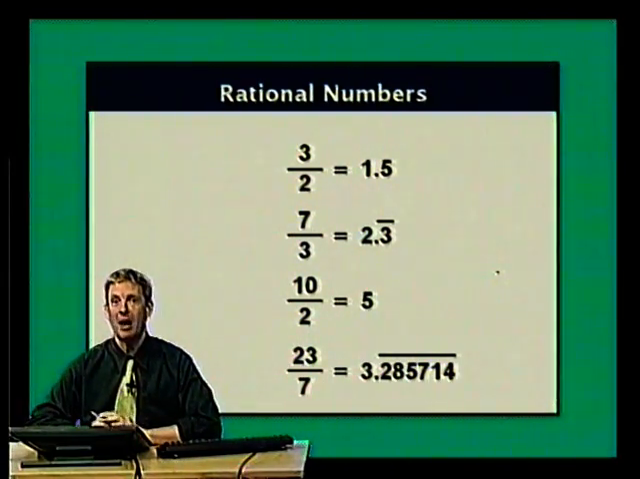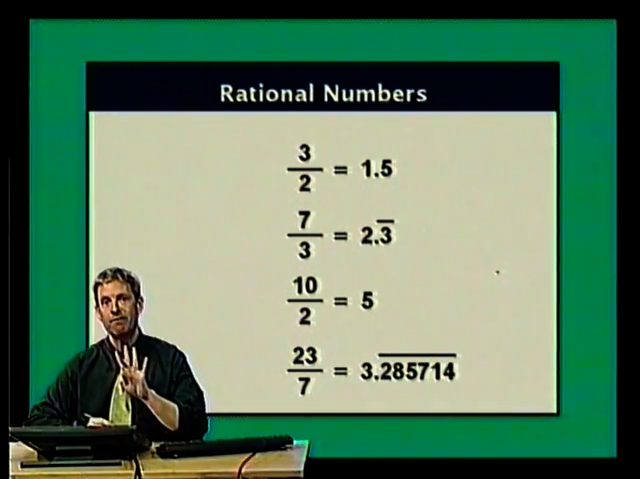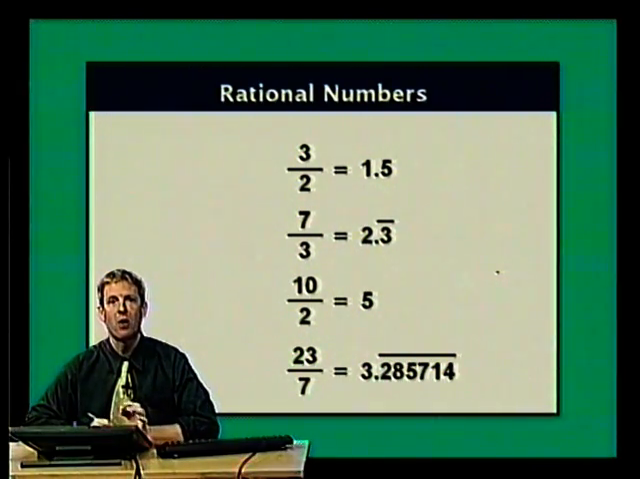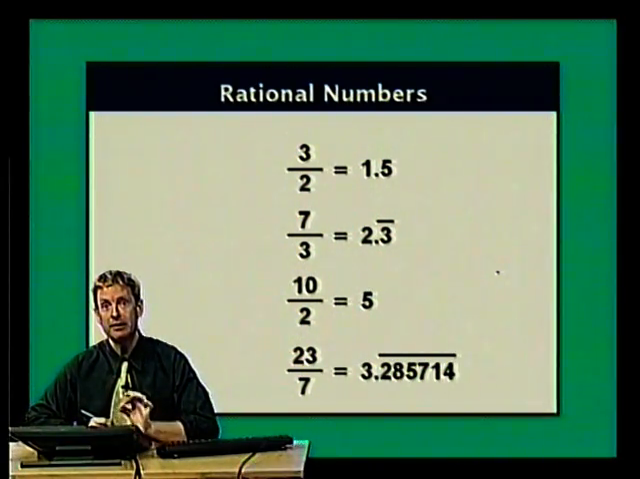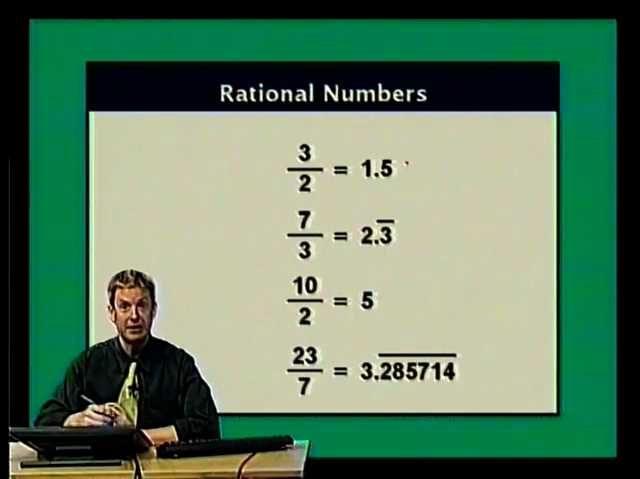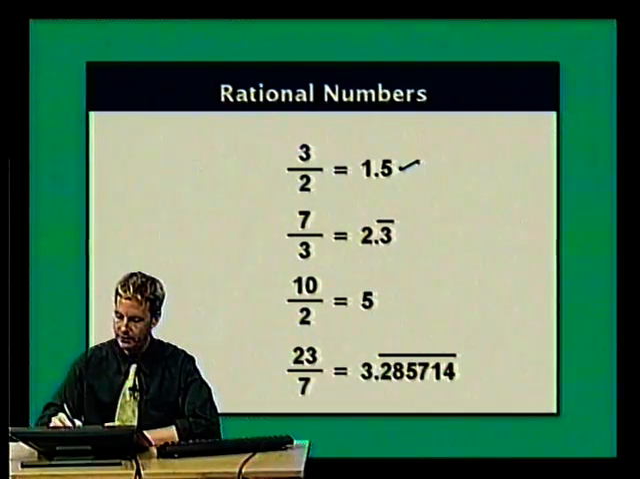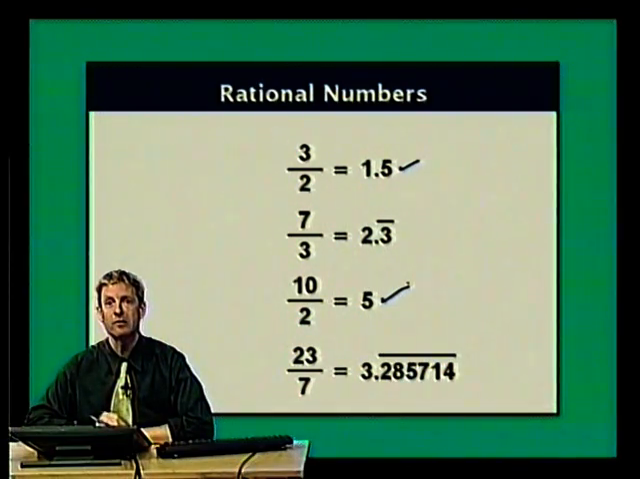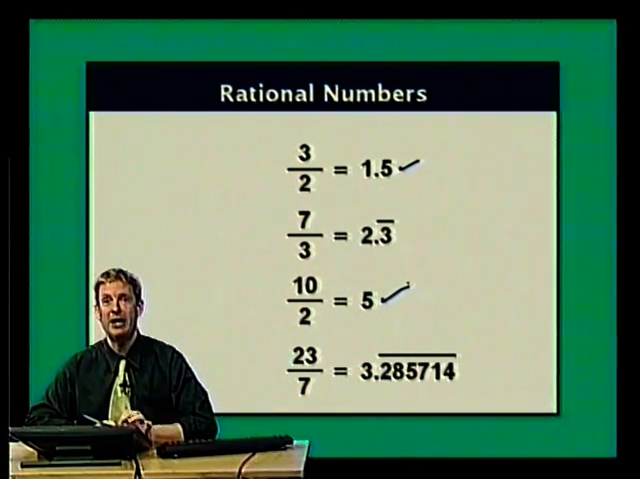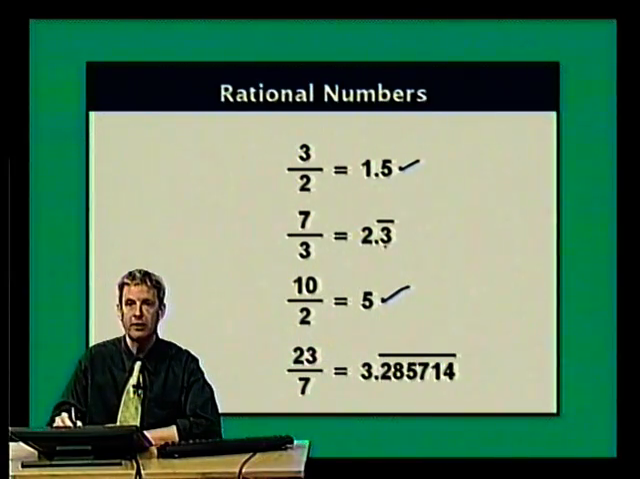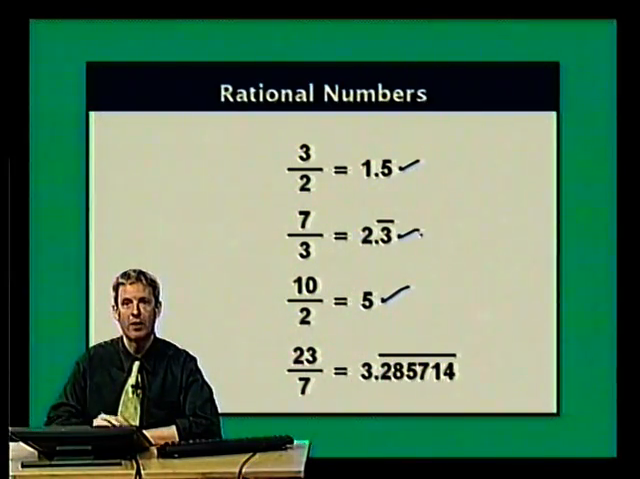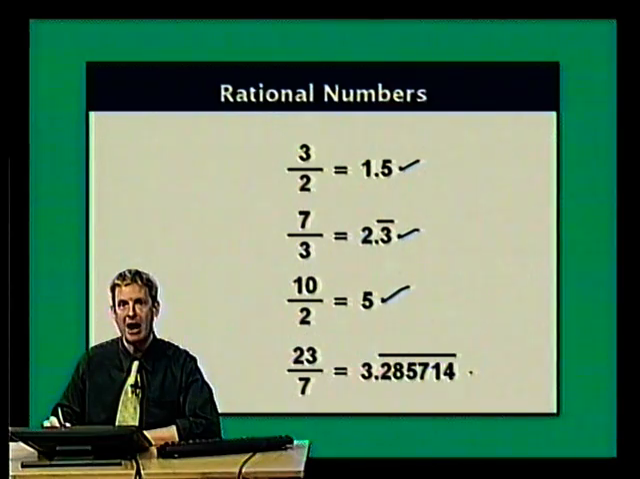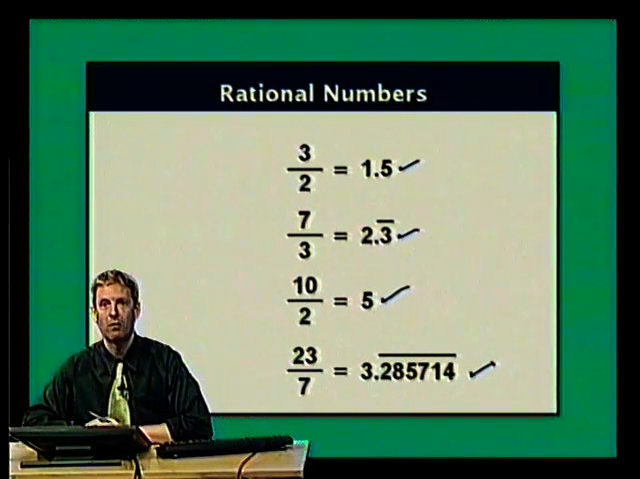Now let's make a little observation here. At least in these 4 examples, every time I wrote a rational number in its decimal representation, either the decimal terminated, I just stopped writing digits, 1.5 and 5, or the decimal formed a forever repeating pattern. Here, the 3 repeats over and over and over again. Here, the pattern 285714 repeats over and over and over again.